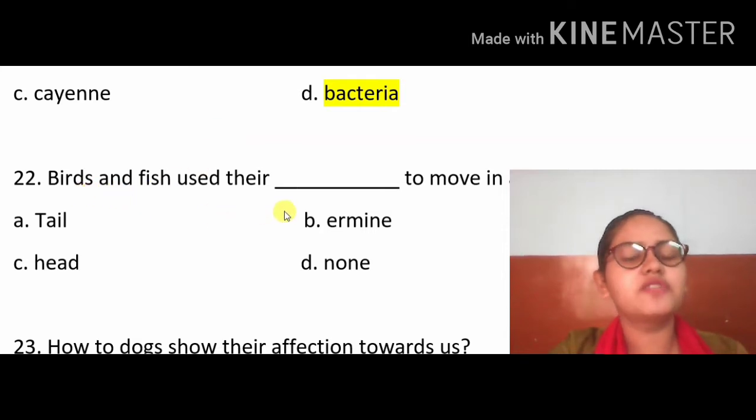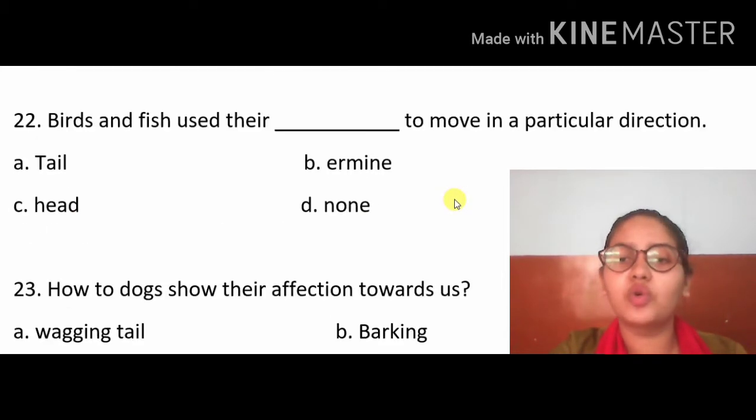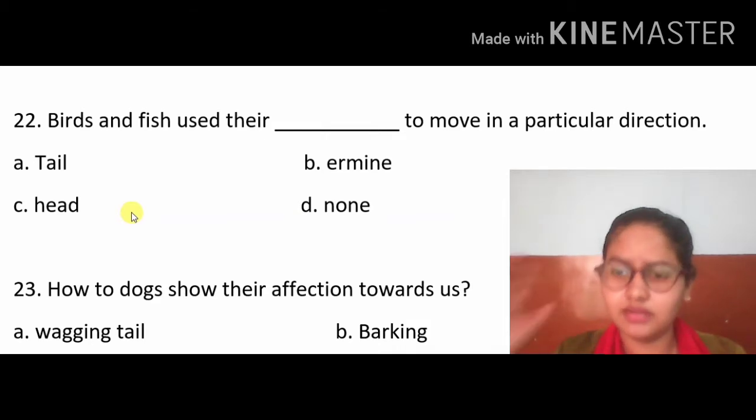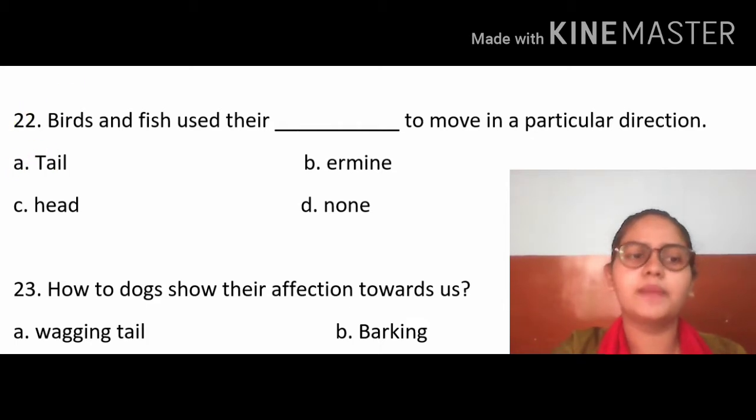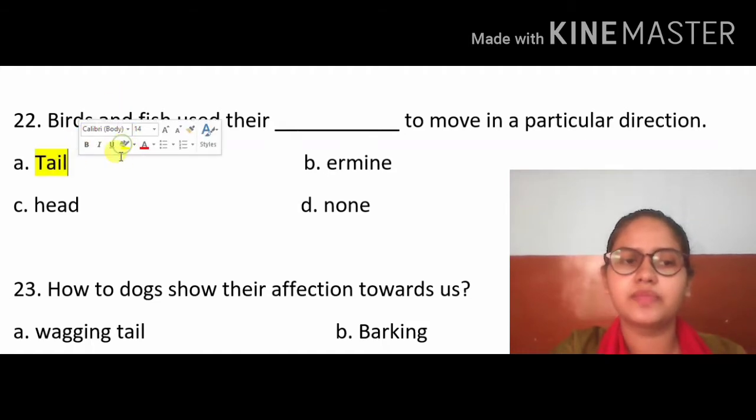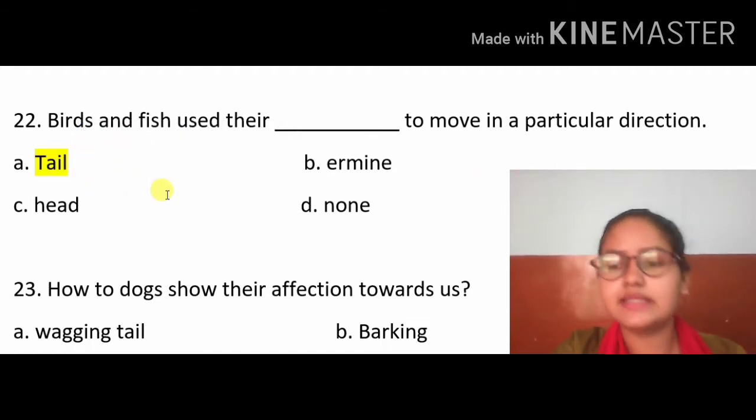So the birds and fish use their dash to move in a particular direction. What do they use to move in a particular direction? Tail, head, and none. Which one is correct? Head? Can birds and fish move with their head? No. With their tail, what they do? They move in a particular direction. Okay, so the first answer is tail.